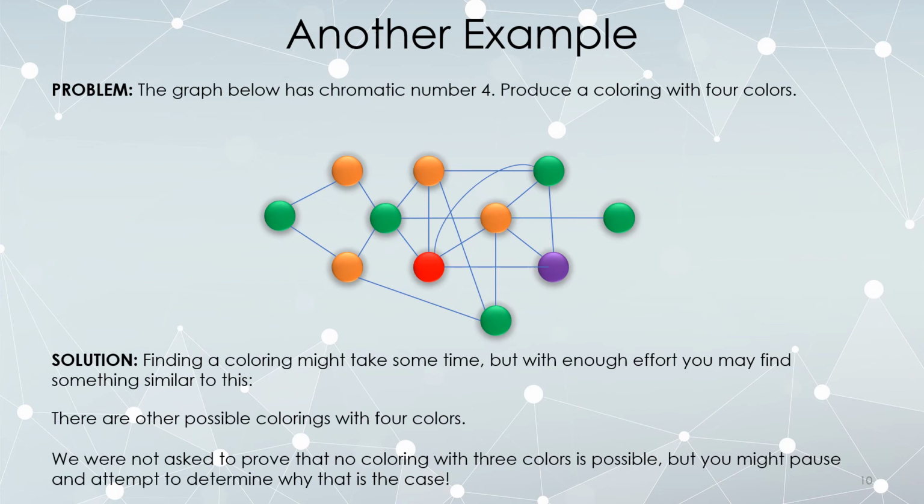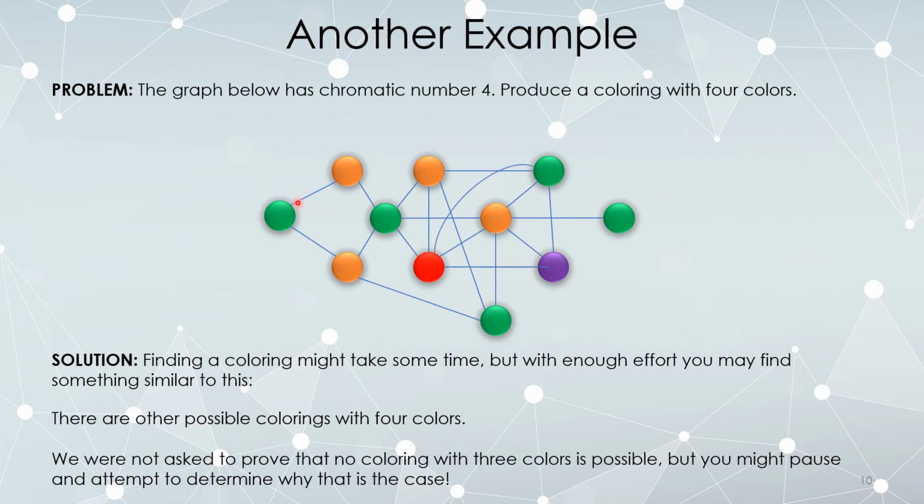So we didn't actually ask you to prove that you can't color it with 3. But you might pause here and attempt to think as to why it's the case. The reason why this cannot be colored with 3 colors is very similar to why the graph on the previous one couldn't be colored with 2. The previous graph had a triangle, and a triangle can't be done with only 2 colors. This has a square, but a square can definitely be done with 2 colors.